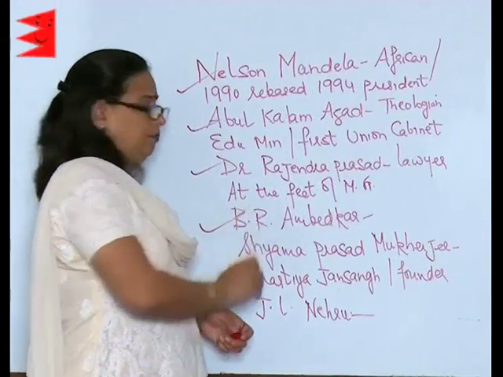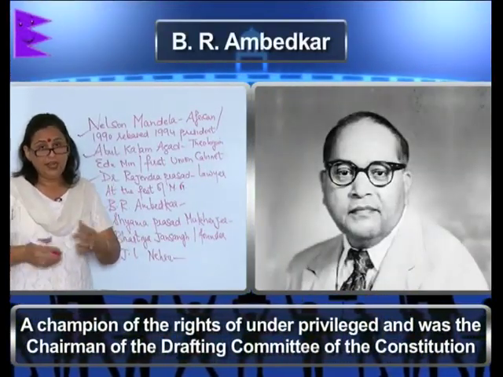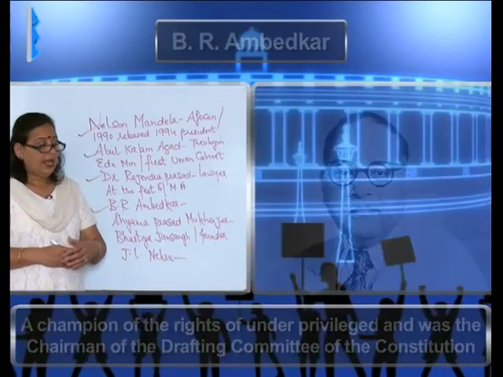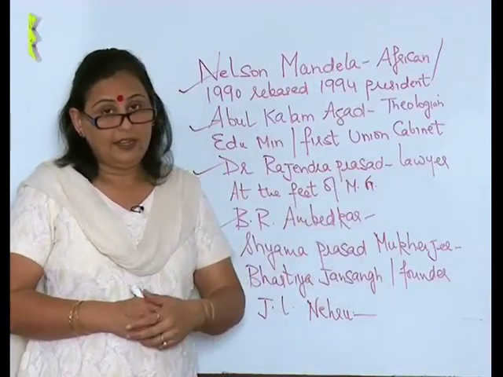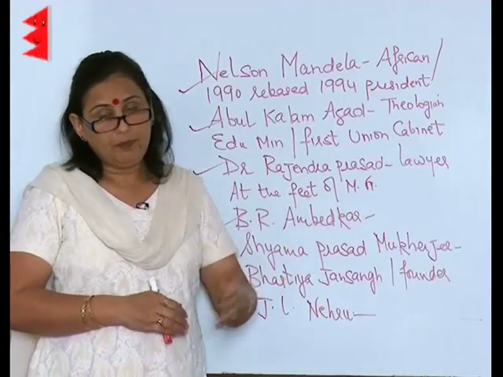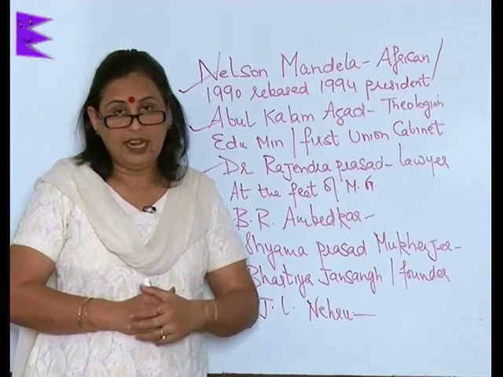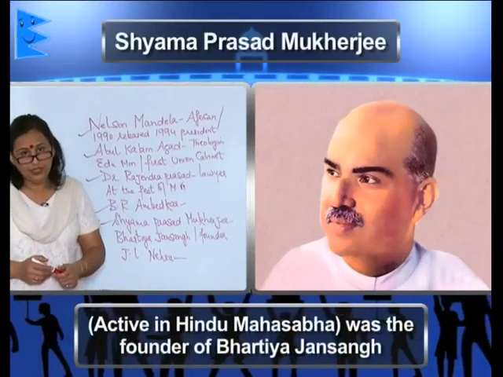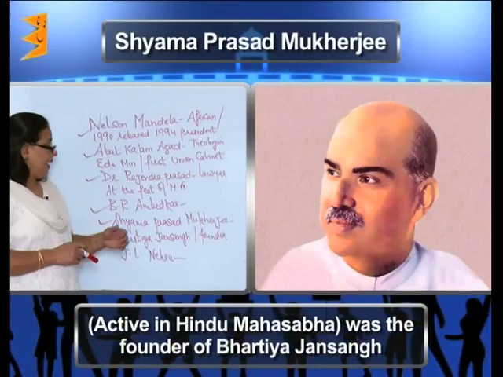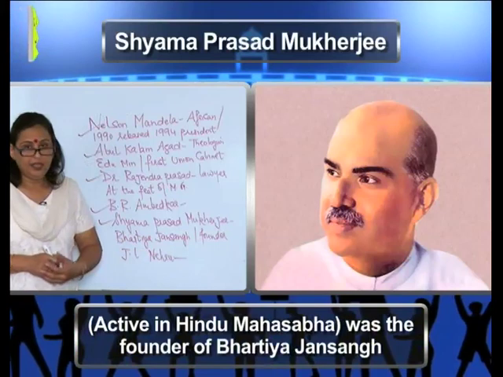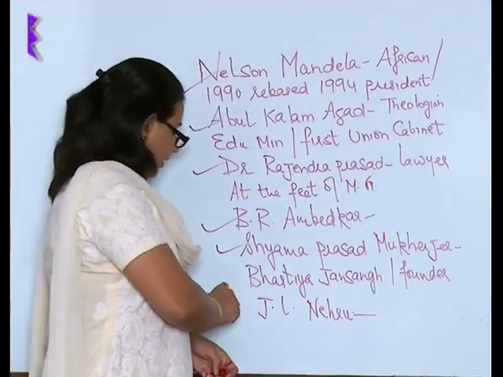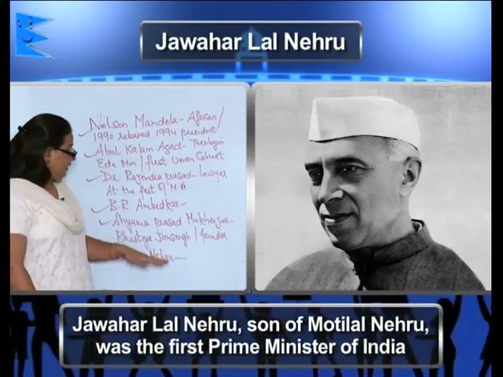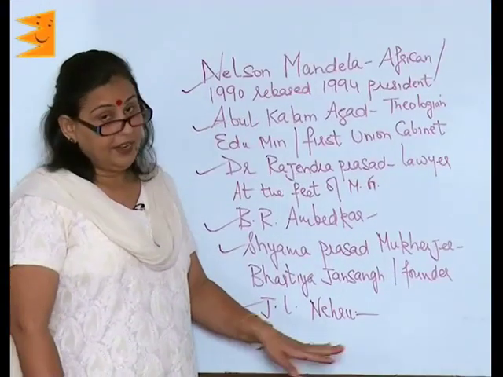Next is B.R. Ambedkar, a champion of the rights of the underprivileged. He was the chairman of the drafting committee of the constitution, and he in fact saw to it that all the rights come to all the people irrespective of caste and the injustice that had been prevalent in India since ages. Next is Shyama Prasad Mukherjee, very active in the Hindu Mahasabha, and later on he became the founder of the Bharatiya Jan Sangh. Next, Jawaharlal Nehru, the son of Motilal Nehru, very active in the Indian independence movement and the first Prime Minister of India, a great dynamic personality.